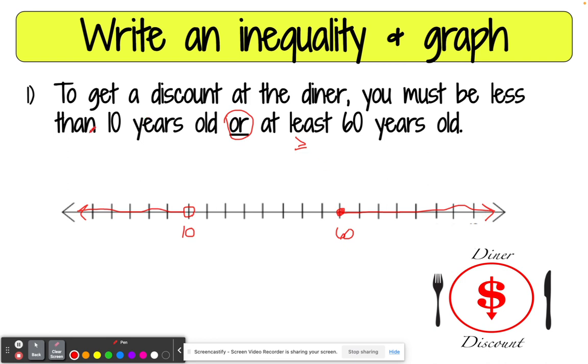So to get a discount, your age, and we put X, has to be less than 10, or your age has to be greater than or equal to 60.